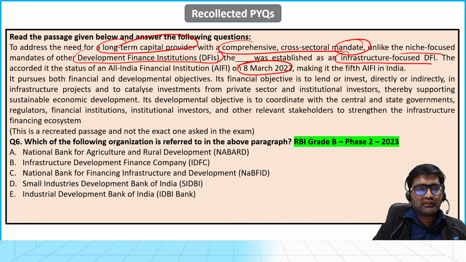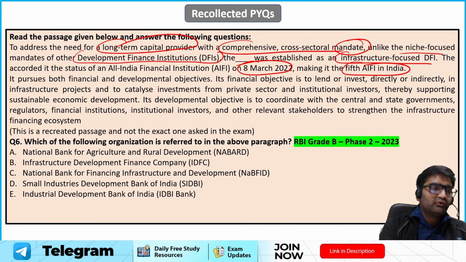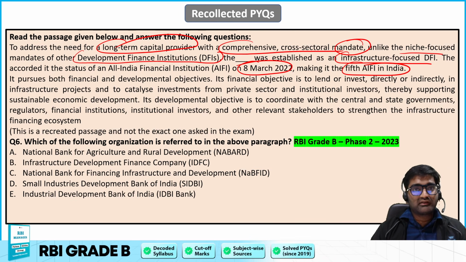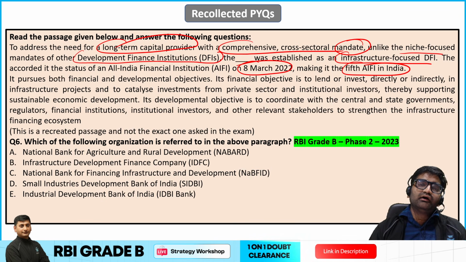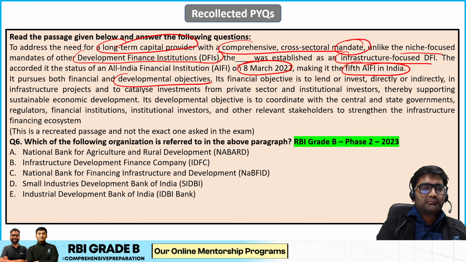The status was gained on 8th March 2022 as the fifth All India financial institution in India. Obviously, we had four All India financial institutions which I have already discussed, and the last one was recently established in 2022. It has gained this All India Financial Institution tag. Which particular organization is it? You have to tell me. It pursues both financial and development objectives.